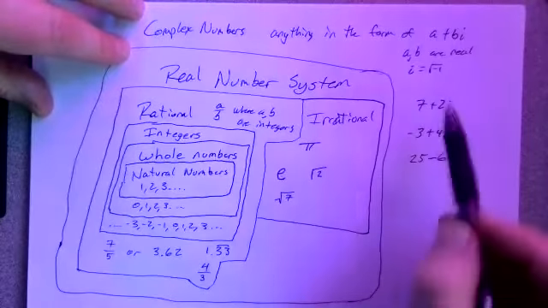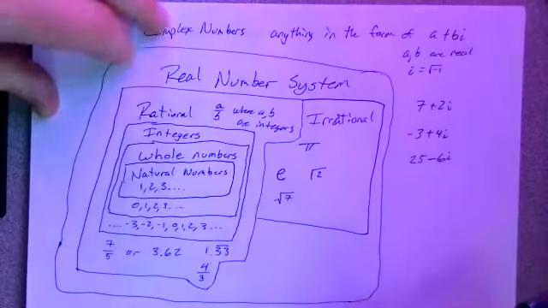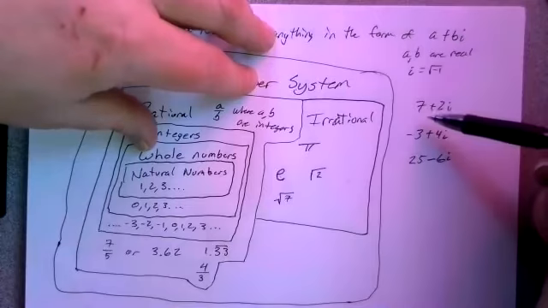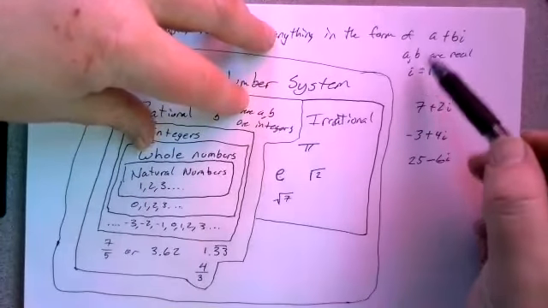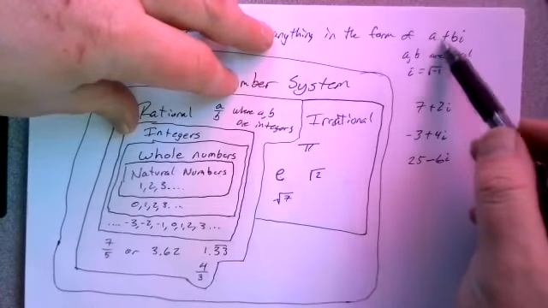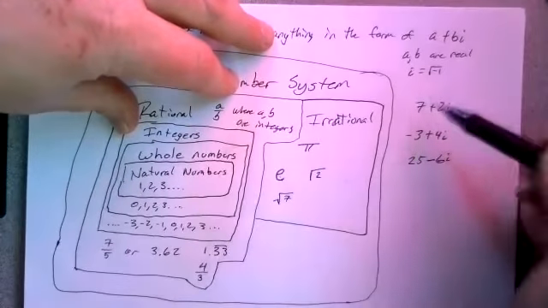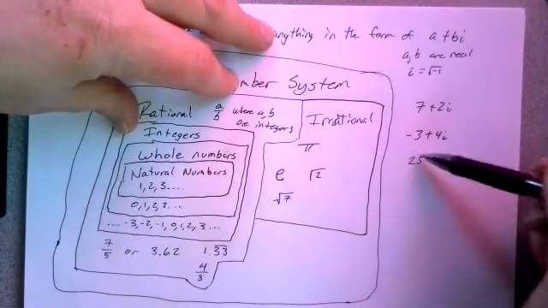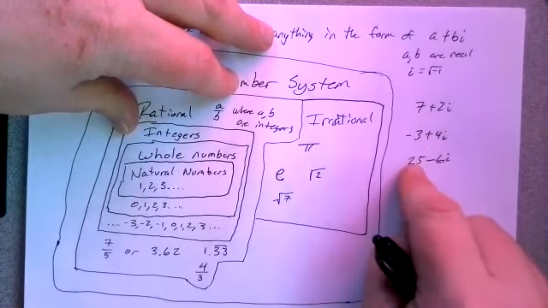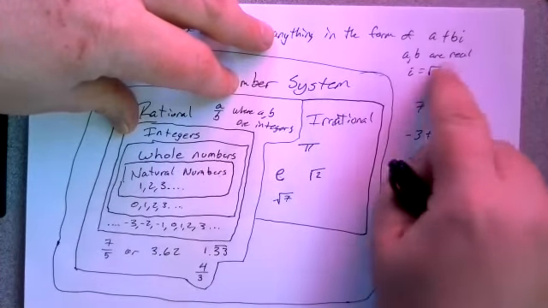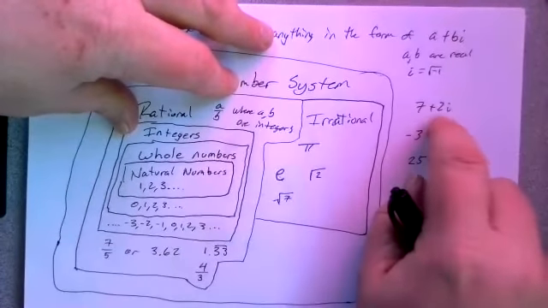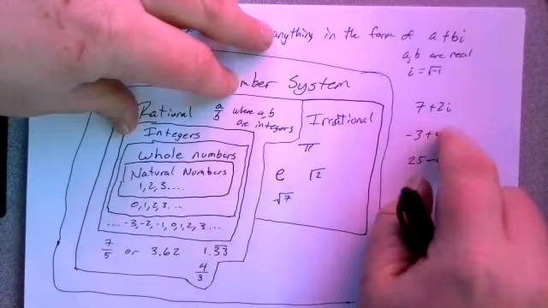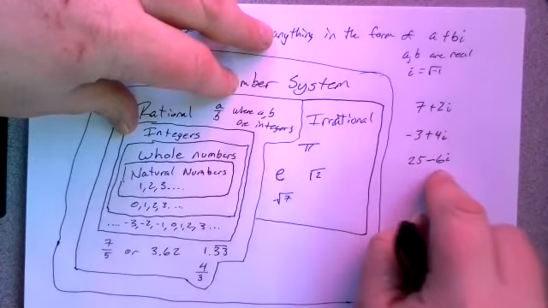Now, when it comes to these complex numbers, let's look at these three examples that we just had. What's called the real part, that would be the a value. And so here we have 7, -3, 25. That's considered to be the real part. The imaginary part is the b, whatever is being multiplied by i. So here, the imaginary part is 2, 4, -6.